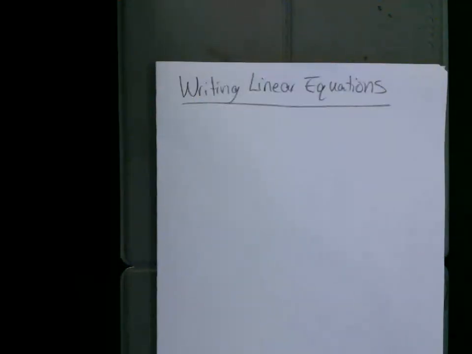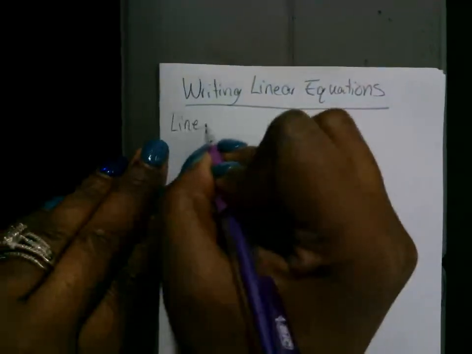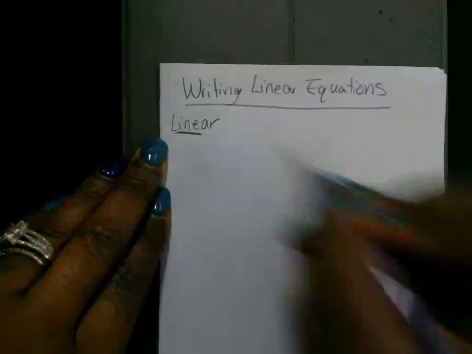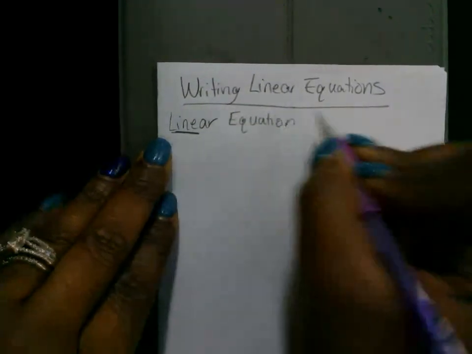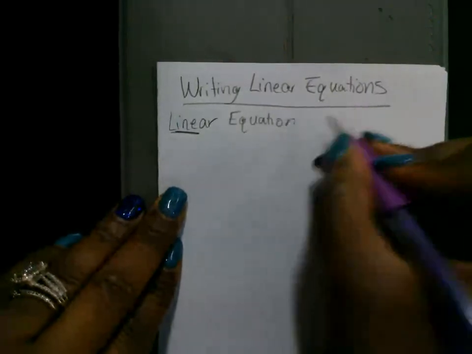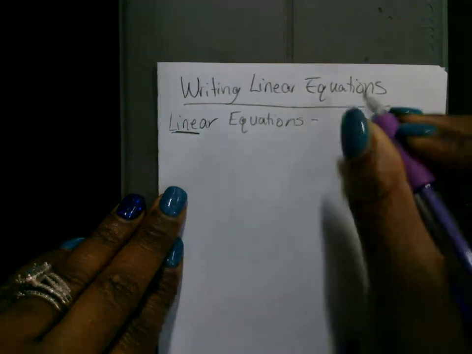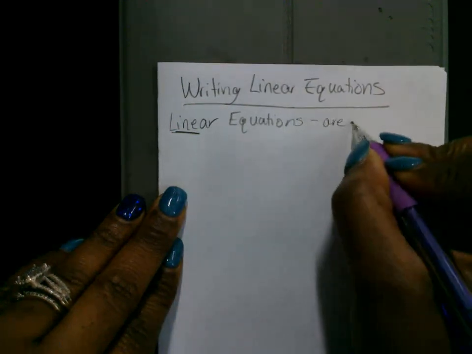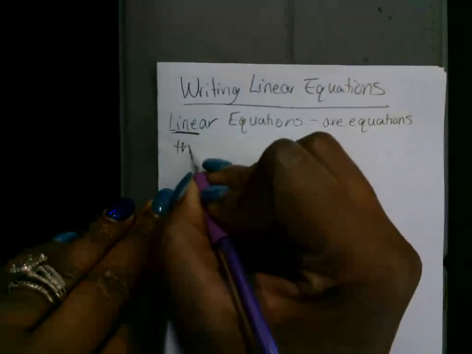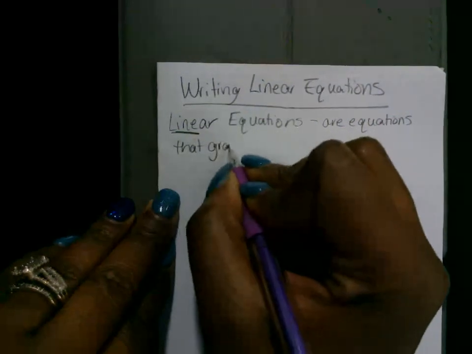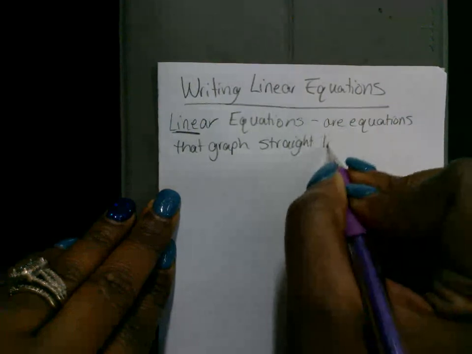All right, Miss Reyes, I may have forgotten what is a linear equation, so let's write that. There's a smaller word in linear that's line. Linear equations graph straight lines. If I was to graph a linear equation, it would graph a straight line. So linear equations are equations that graph straight lines.